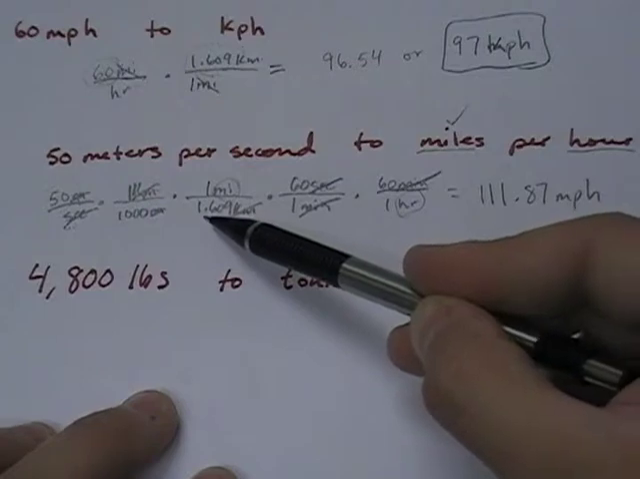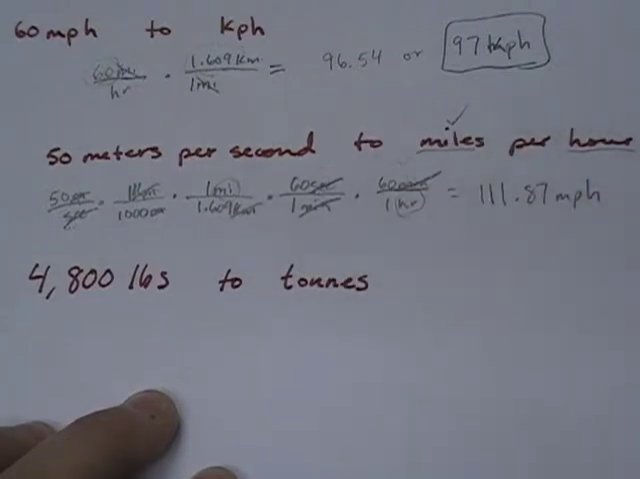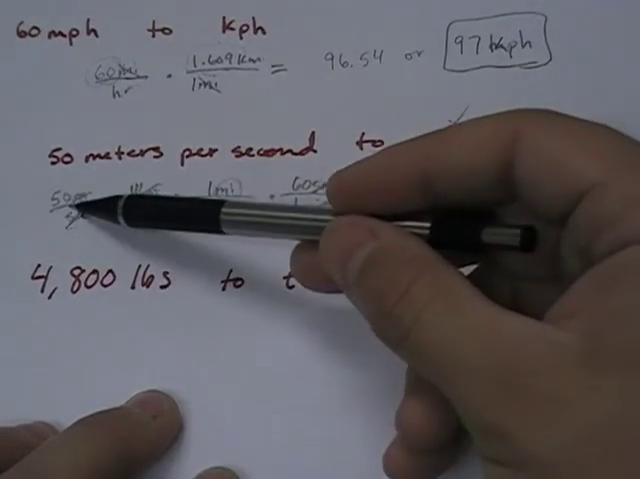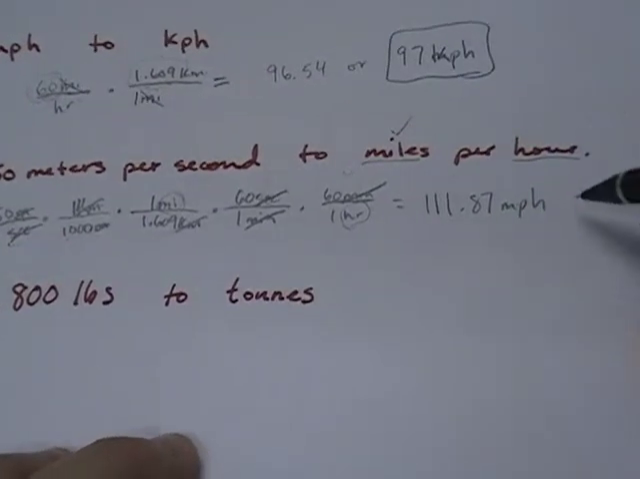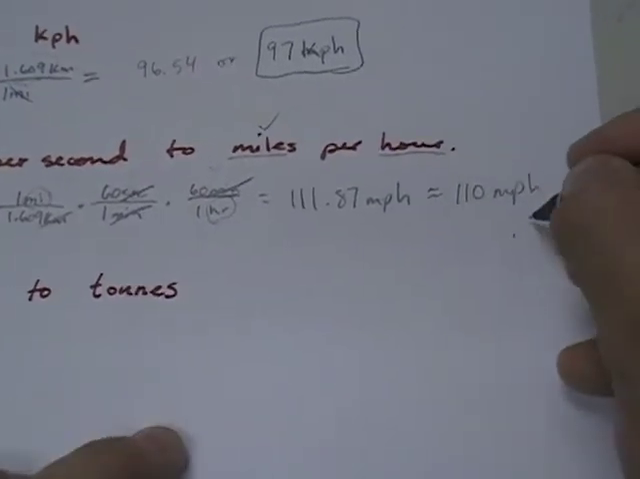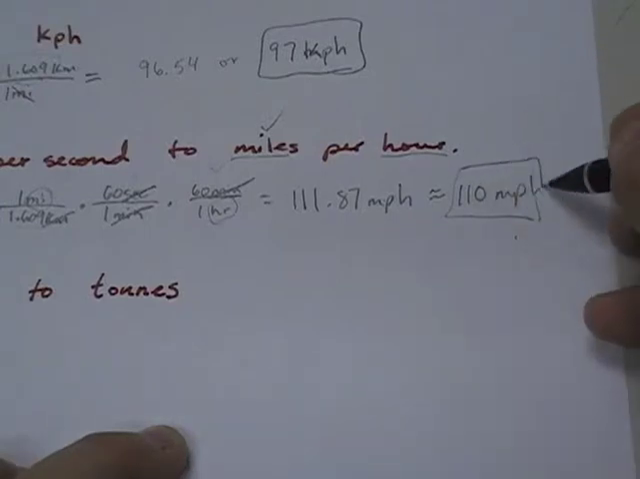Now again, if we assume this is significant to 2 places, okay, this is significant to 4, this is an exact value, this is an exact value, this will be our determining factor. So this is significant to 2 places. This can only be significant to 2 places. So what would we call this? We'd call this 110 miles per hour, significant digits.